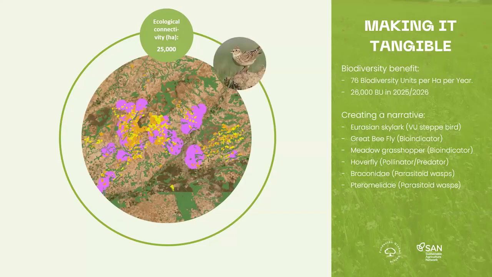So throughout this biodiversity unit methodology, we're able to say with full traceability of the data and verifiability that we achieved a 76% increase in biodiversity per hectare per year, which is 76 biodiversity units, and at the landscape scale, 26,000 biodiversity units in general.